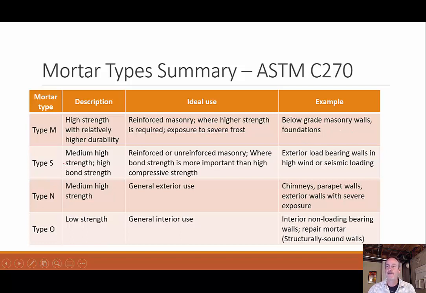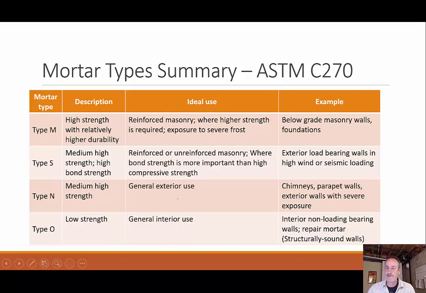Type S, medium high strength, high bond strength. So now we're talking about more of the sideways loading, where we care about this bond strength more than compressive strength. So exterior load bearing walls in high wind or seismic loading, anything where I have that sideways loading.